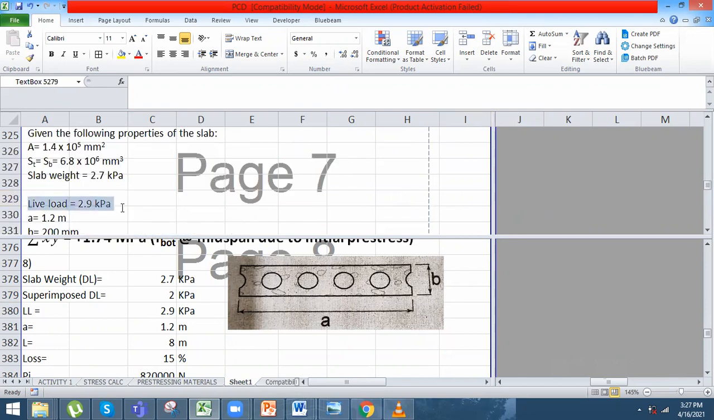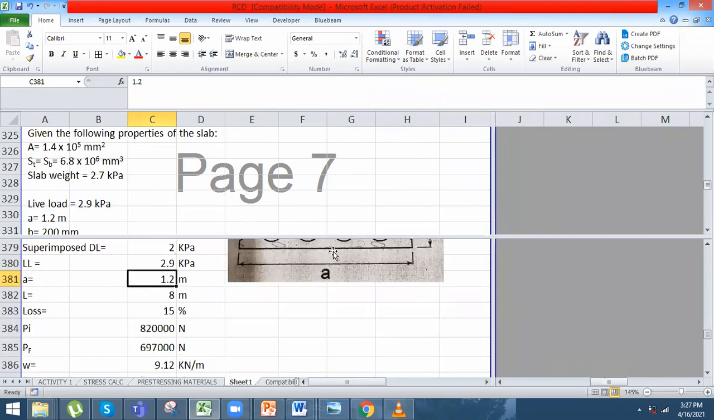Ayun, may live load pala na 2.9 kilopascal. Okay. Then the value of A or the effective flange weight kumbaga is 1.2 whereby span length 8 meters that is perpendicular sa ating screen. We have a loss na 15%.